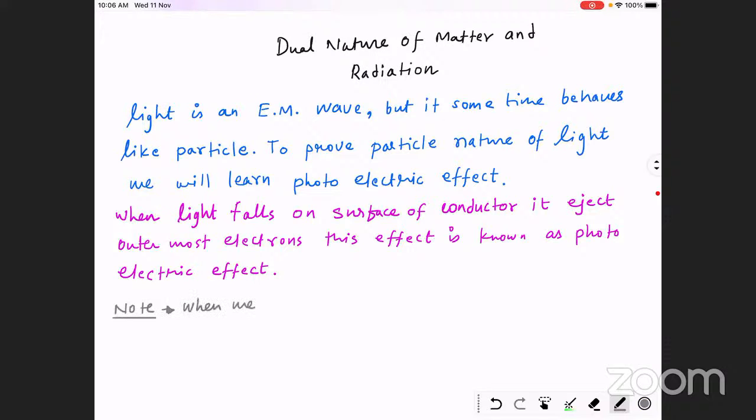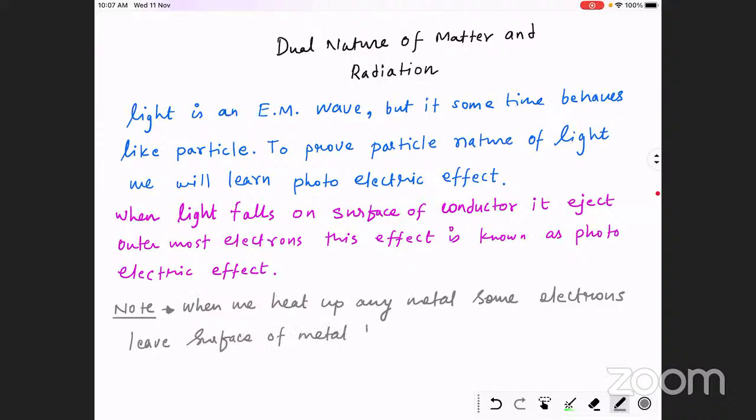when we heat up any metal, some electrons leave the surface of the metal. This effect is known as thermionic emission.